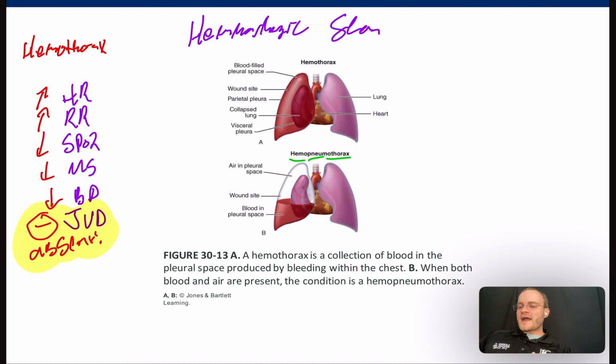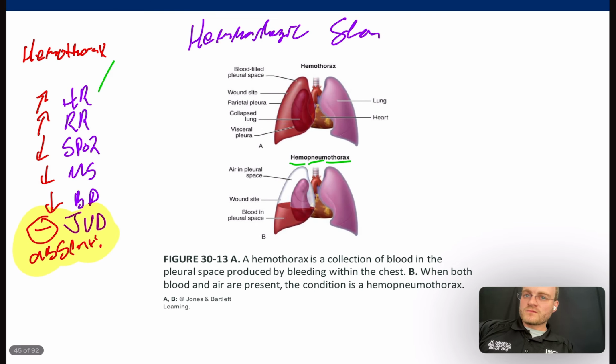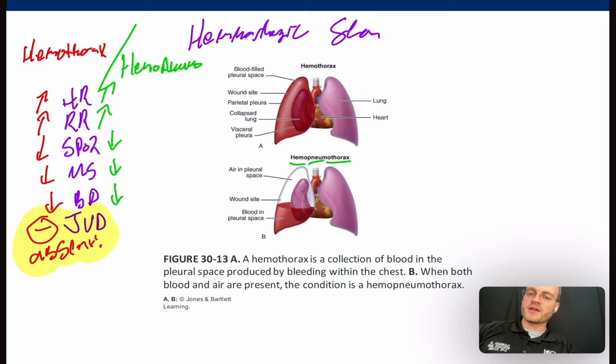And so as you can imagine, this will present eventually like a tension pneumothorax, with the same symptoms. So with a hemopneumo, you'll see an increased heart rate, an increased respiratory rate, decreased SpO2, worsened mental status, decreased blood pressure. That's a late finding. And JVD can be plus or minus. It depends. Okay, you don't hang your hat on this one for that.